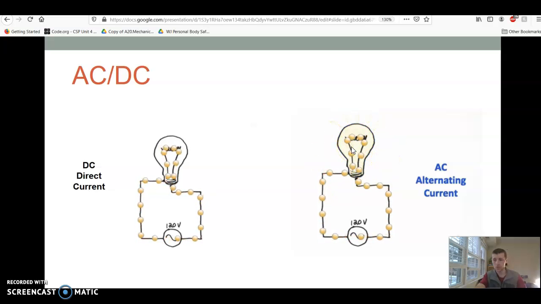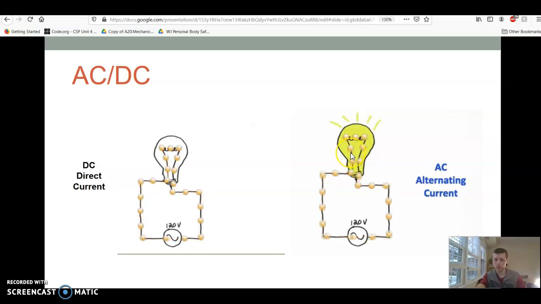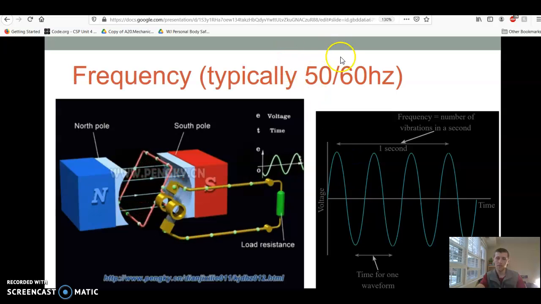The answer to those questions is, well, first of all, the lights in your house do flicker like this, but they do it really, really fast to the point where your eye can't actually tell. In fact, they flicker 50 to 60 times per second. We call that phenomenon frequency. We measure it in hertz.